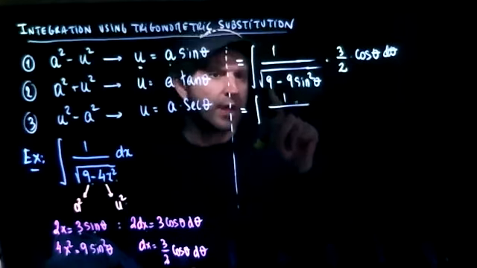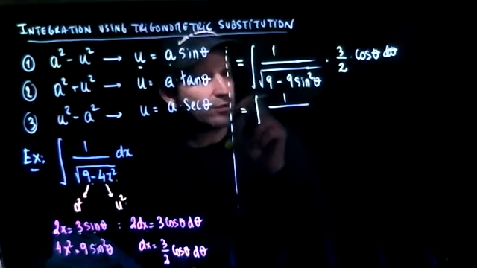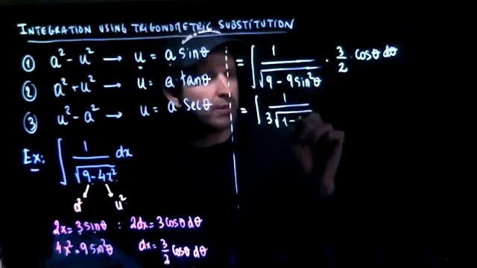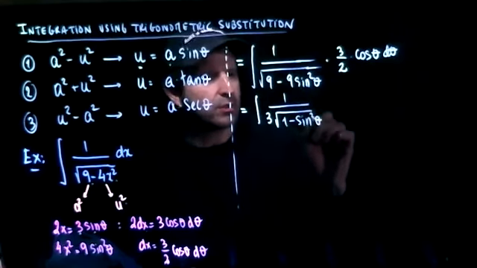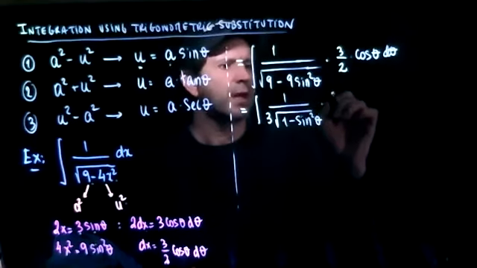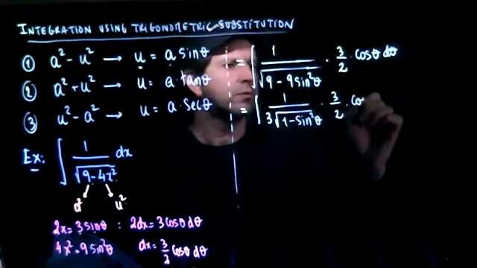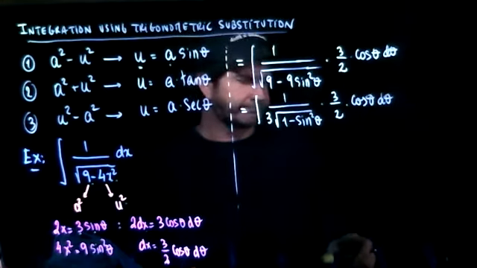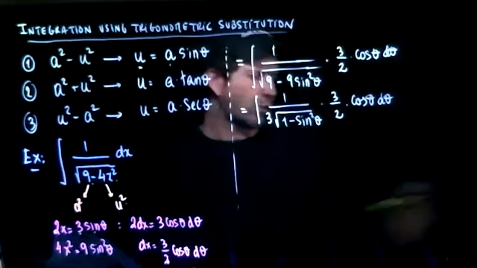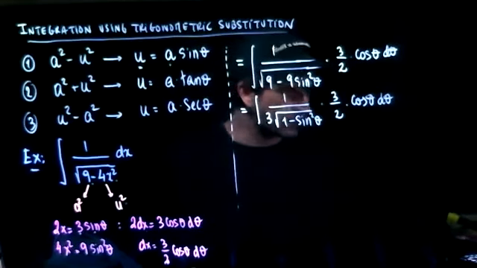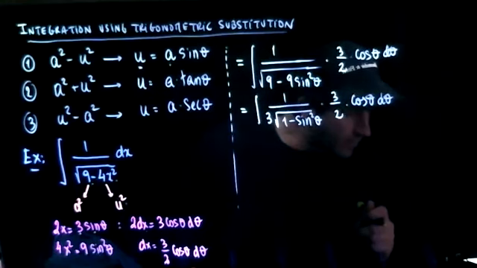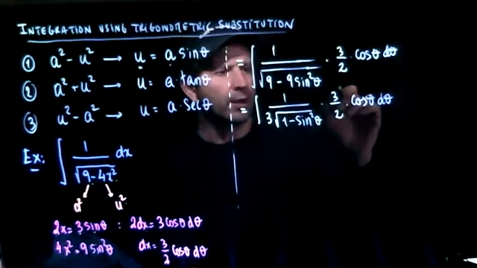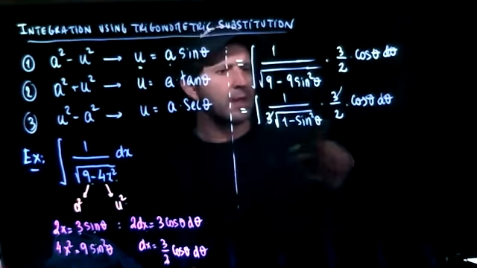1 over, so 9, I could pull it out, factor it out of the square root, it becomes 3. Square root of 1 minus sine squared theta times 3 over 2 cos theta d theta. Questions? Okay, let's clean up the 3's. Let's pull out the half.